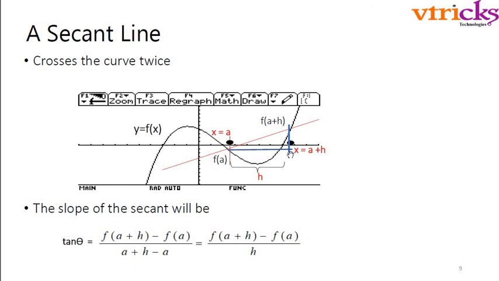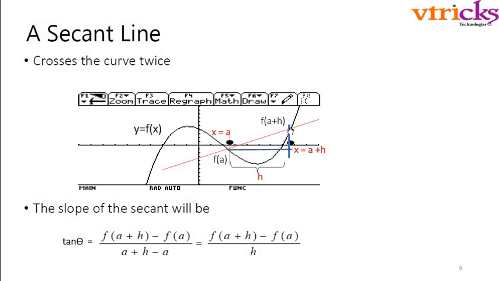When we change x by a small value h, say x goes to a plus h, then the point on the curve moves from f of a to f of a plus h. Now, we all know that the slope of the line is y2 minus y1 over x2 minus x1.